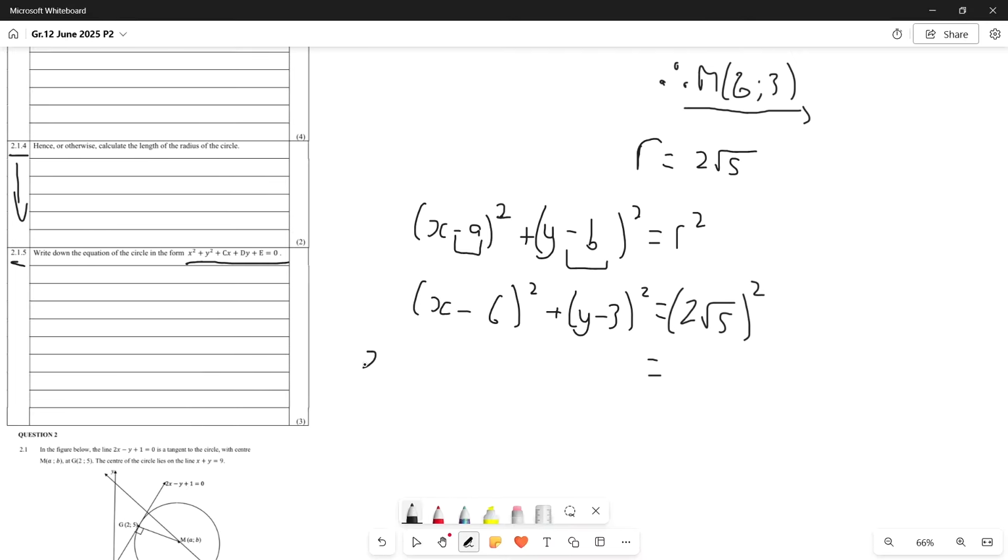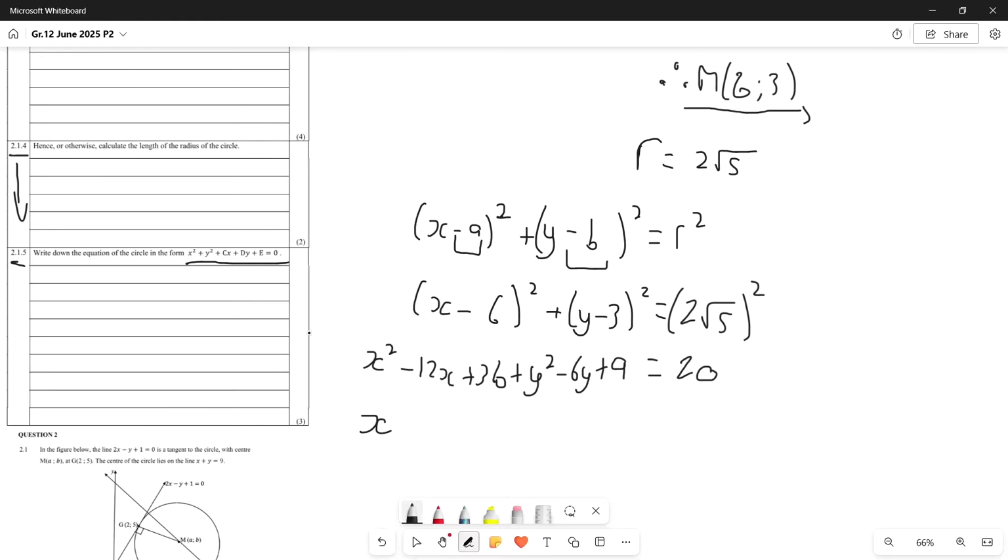So x times x is x squared, minus 6 times x times 2 is minus 12x, minus 6 times minus 6 is positive 36, y times y is y squared, minus 3 times y times 2 is minus 6y, and then negative 3 times negative 3 is positive 9. Okay, and then 2 surd 5 squared is 20, which means we can just simplify everything, taking it over.